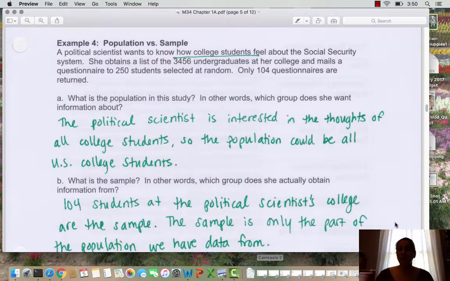So what's the population in this study? Or in other words, we can say, which group does she want information about? In this case, the political scientist is interested in the thoughts of all college students. So I said I think the population could be all U.S. college students.